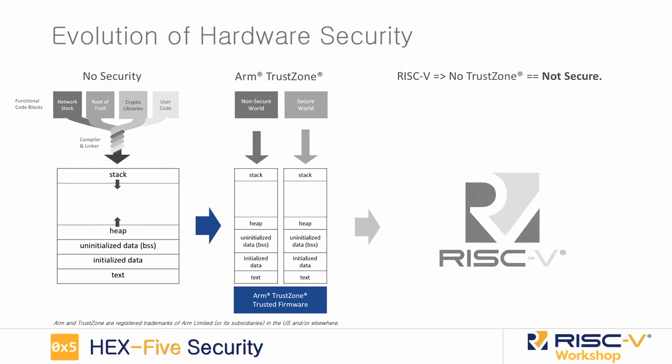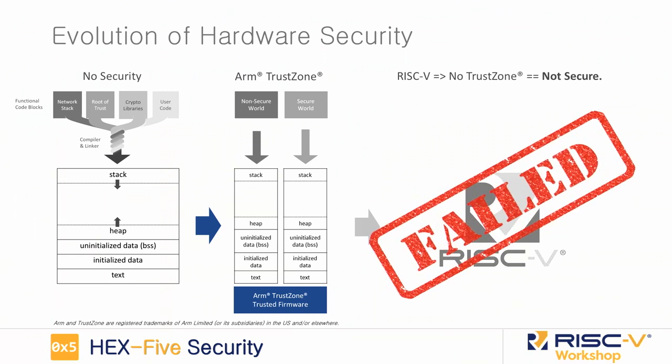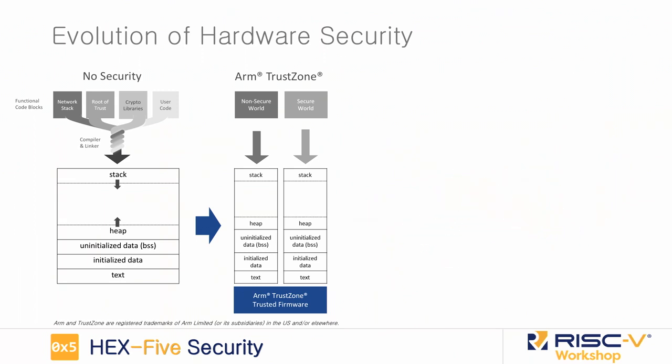And now we get to RISC-V. And RISC-V doesn't have TrustZone. What does it mean? That it's not secure? Is that where we are? So this ends my presentation. Any questions, right? Hopefully not. We can do something better, okay?